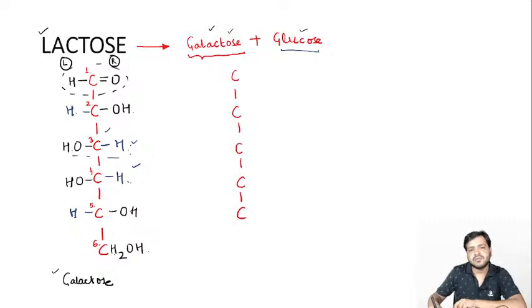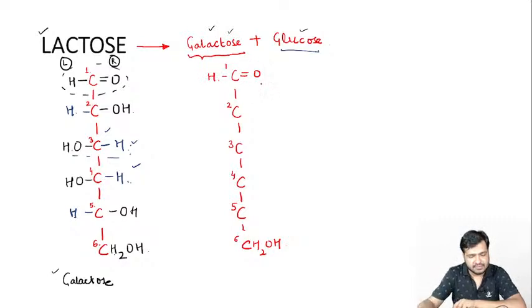We have to draw the 6 carbon compound, and you are well aware that for the 6 carbon compound, the functional group is present at the first carbon, that is the aldehyde group, the CHO group, which is present over here.